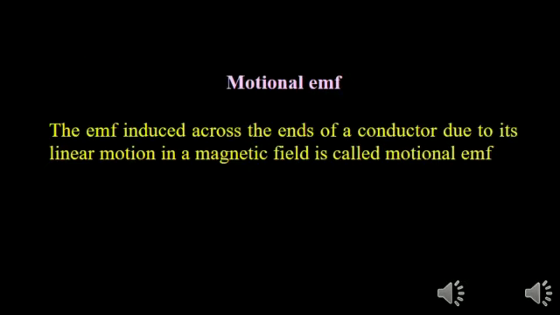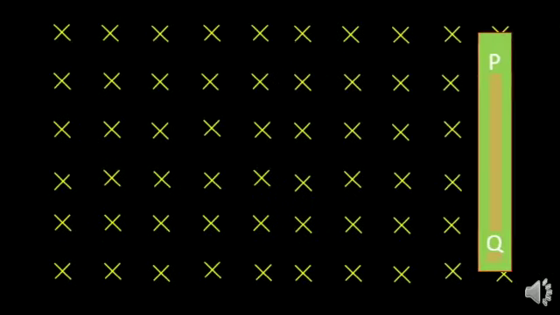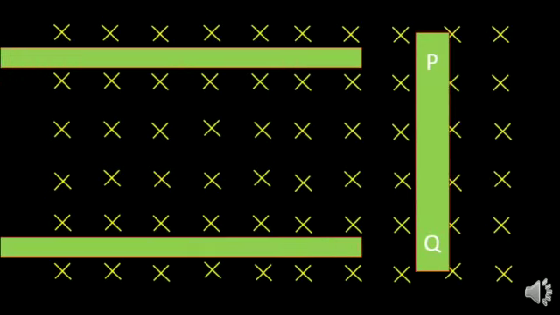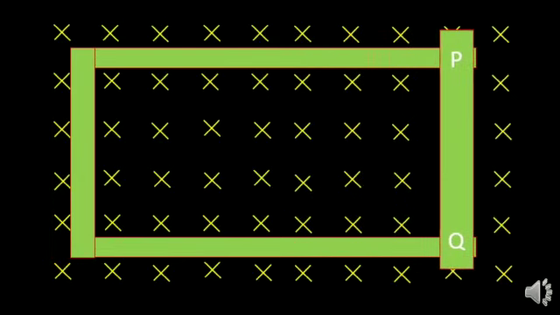Now we can study about the induced EMF produced due to the motion of conductor in the external uniform magnetic field. Consider a uniform magnetic field and a conductor PQ having length L can be moved in this magnetic field over a U-shaped rail. Here, magnetic field is into the plane.